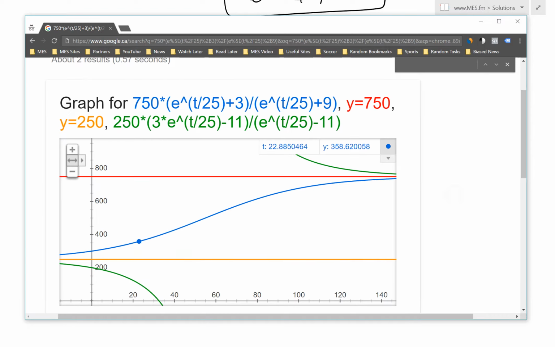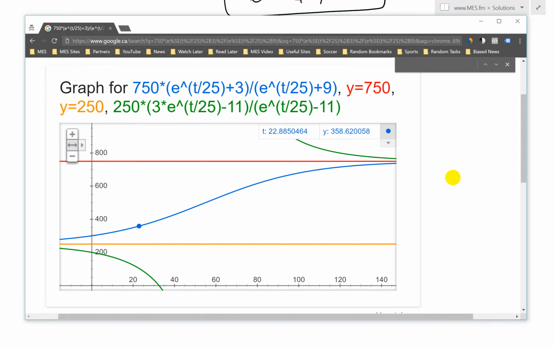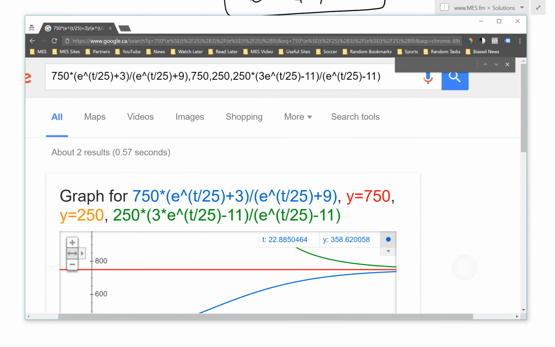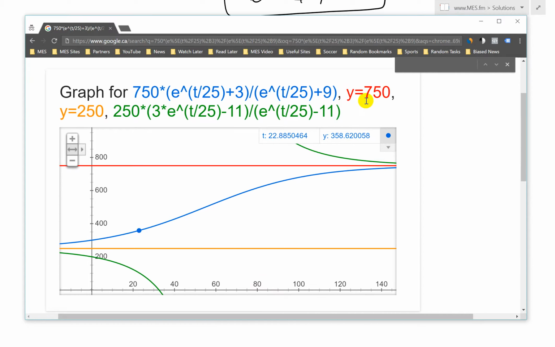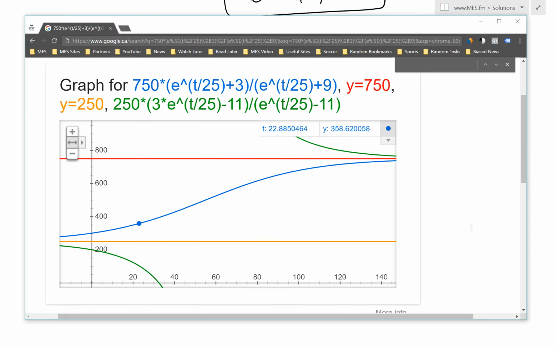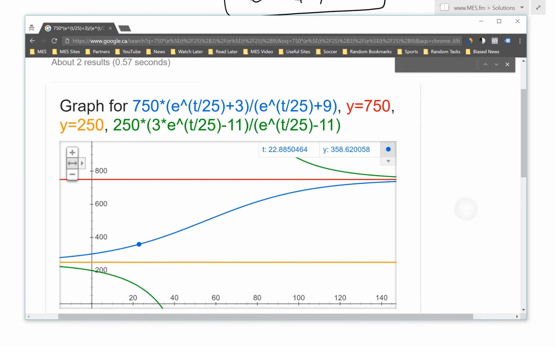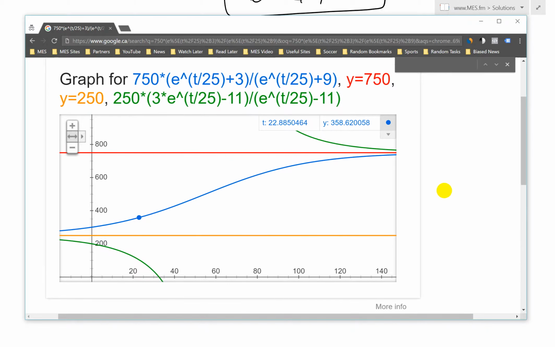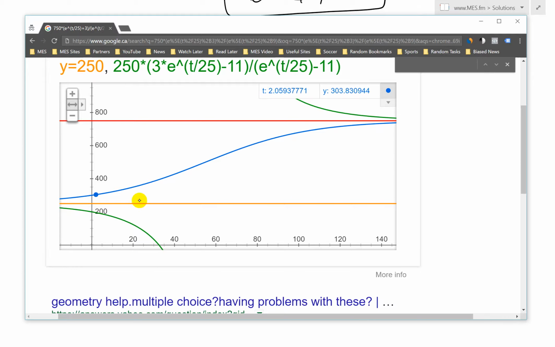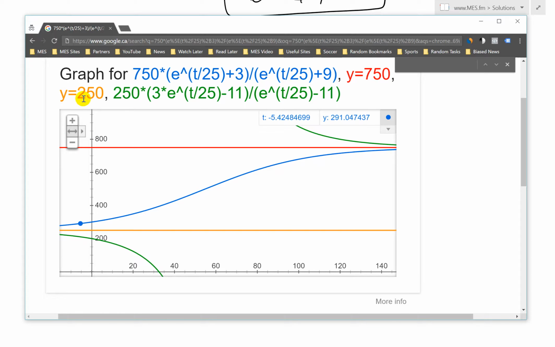So we got this formula right here. I put this in the Google search calculator, as well as graphing 750. You can't put a population, you can't put the variable as p, so y will do. So y is this p, and then also 250. So we had the line like this, the orange one is the 250 population, and let's just change this to that.